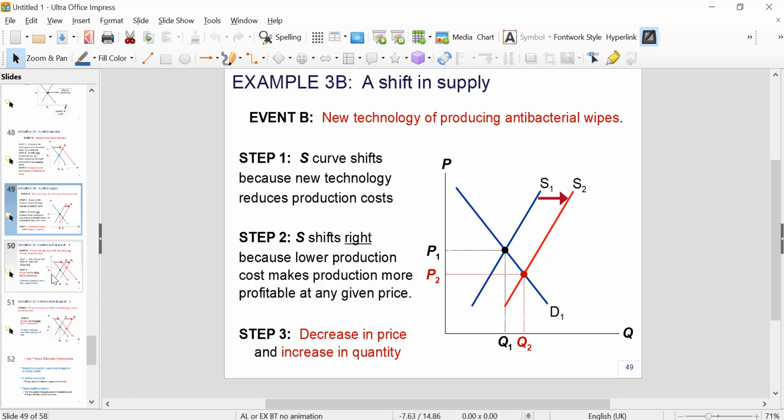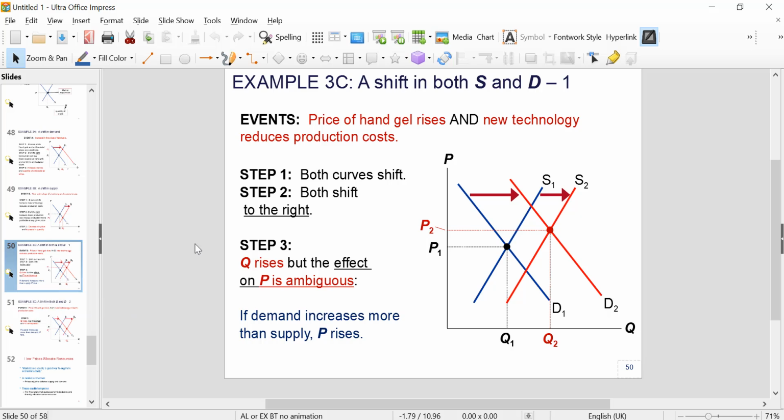Let's move on. Now let's assume that these two events happen at the same time. What happens to the equilibrium now? Assume that the price of hand gels rises, and at the same time a new technology reduces the production cost of antibacterial wipes. The first event obviously shifts the demand curve to the right. The second event shifts the supply curve to the right, and we will have a new higher equilibrium quantity, and then a higher price. However, price change is usually ambiguous.